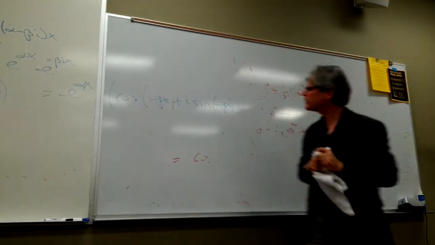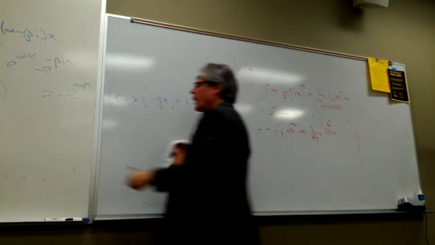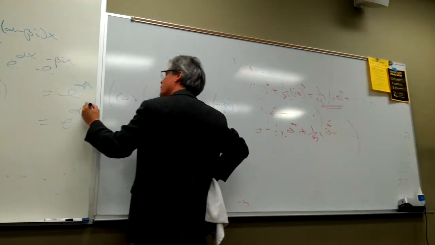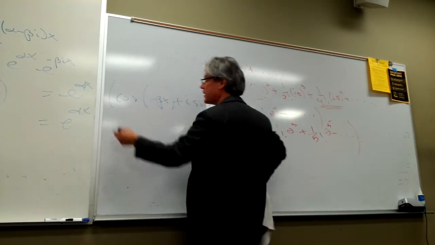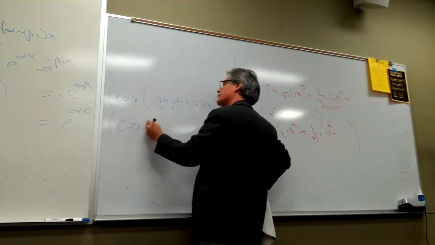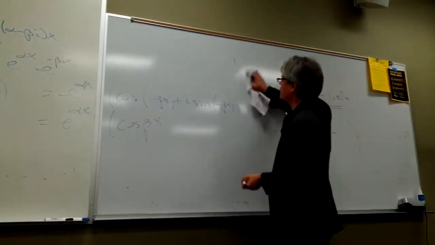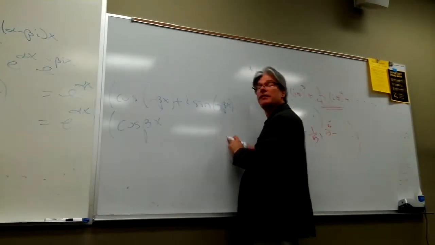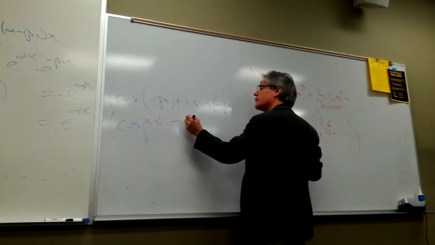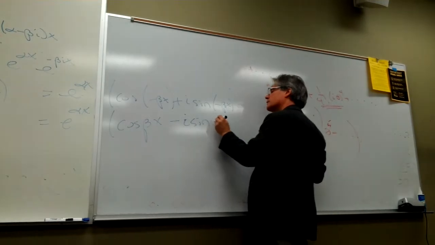Oh, you guys, I don't like minus signs. Can I get rid of them real quick? Actually, the cosine function is nothing more than an even function, so the cosine of negative beta x is the same thing as the cosine of beta x. However, the sine function is an odd function, so another name for the sine of negative beta x is negative sine beta x.